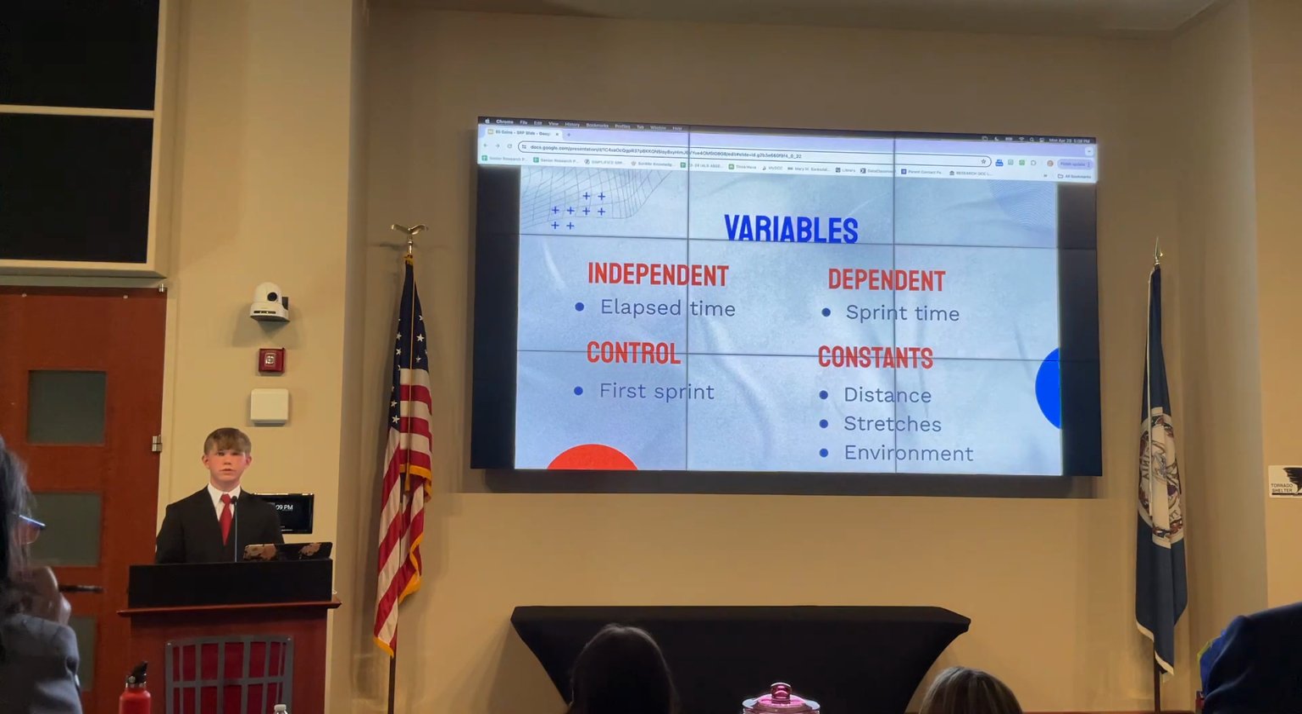My independent variable was the elapsed time between the stretching and running. These intervals were set at 1 minute, 5 minutes, 15 minutes, 30 minutes, and 45 minutes. My dependent variable was the sprint time after the participants stretched and waited their assigned times. My control was the first sprint without any stretching. And my constants include the sprint distance at 30 meters, the environment, and the stretches. The stretches include a light jog, high knees, butt kicks, opening and closing the gates, grass pickers, lunges, high kicks, groin stretches, and knee hugs.